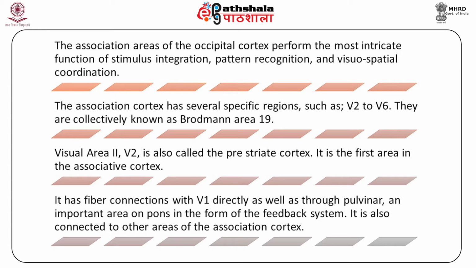It has fiber connections with V1 directly as well as through pulvinar, an important area on pons, in the form of the feedback system. It is also connected to other areas of the association cortex. Neurons of the V2 have many functions similar to those of V1. They process input of spatial orientation, color and shape, etc. They respond to the presence of sharp contours and recognize items as figure or the background in the visual field.